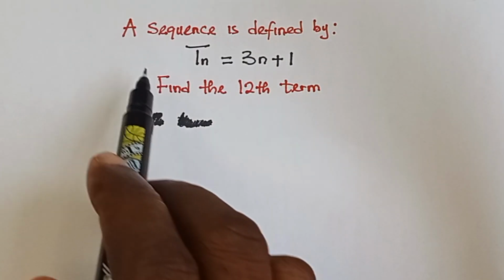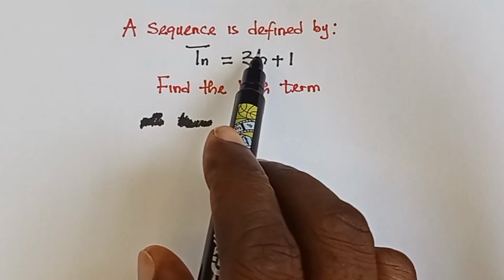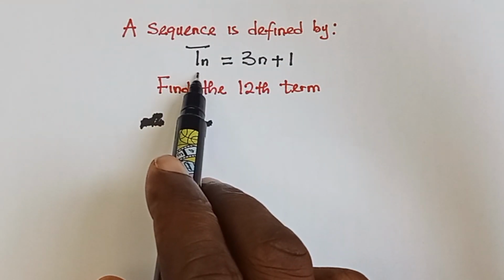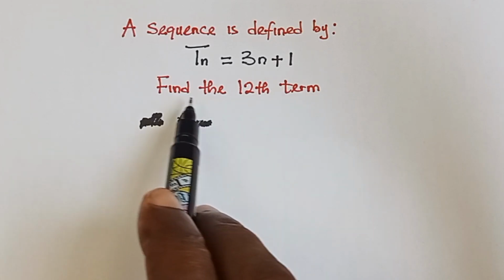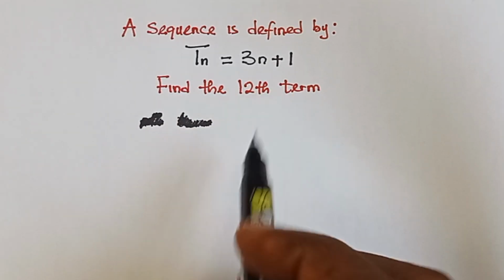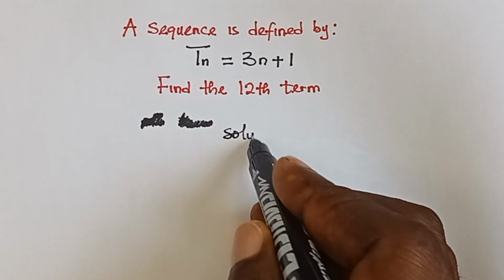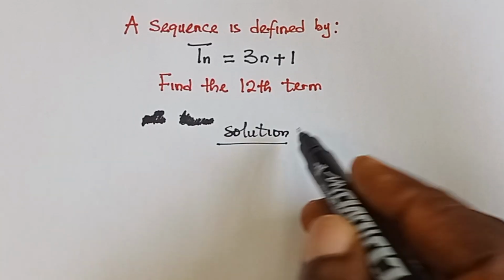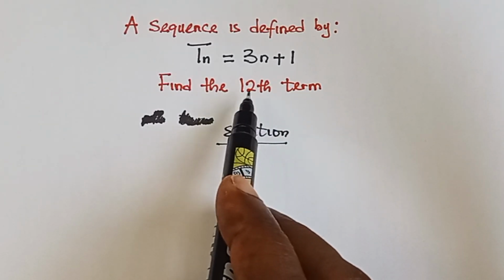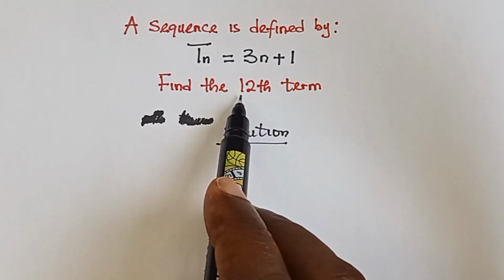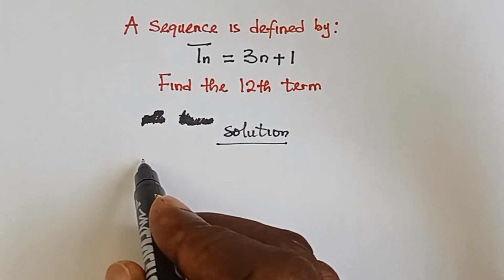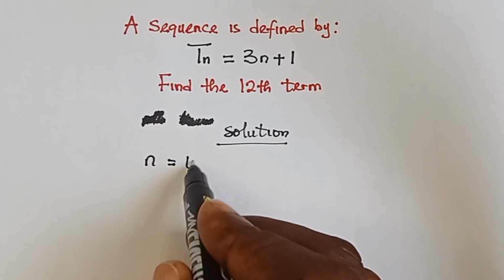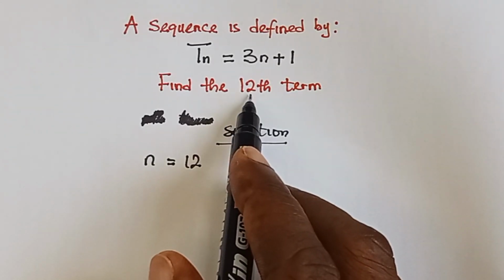Now in this question we are given a sequence that is defined by Tn equals 3n plus 1. We have to find the 12th term. Solution. Now the nth term is represented by the 12th term, which we have to find. That means that our n equals 12.